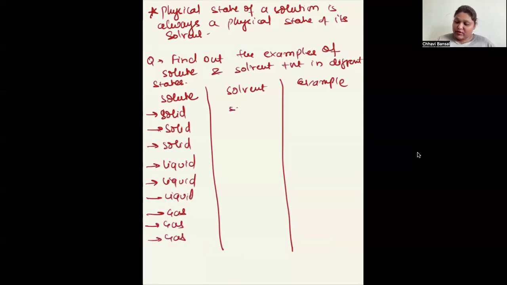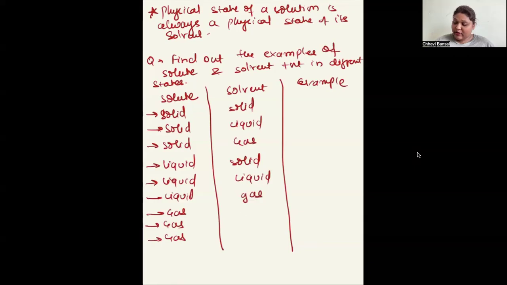Same way, it has to be solid, liquid, gas, solid, liquid, gas, solid, liquid, and gas. So these are the 9 different combinations that you can see on the screen. You have to find out the examples of the solutions that belong to these categories. Okay, and keep me posted in the comment section so that I can check if the examples you have given are correct examples of the given combination.